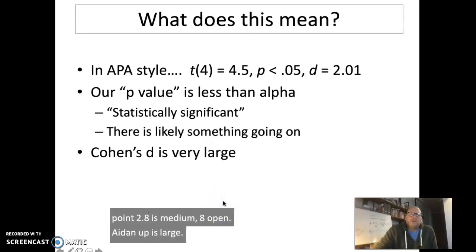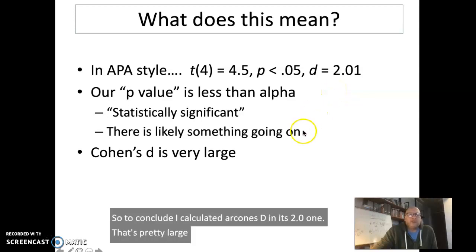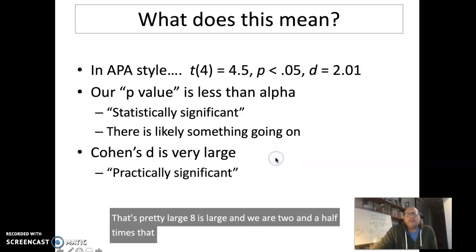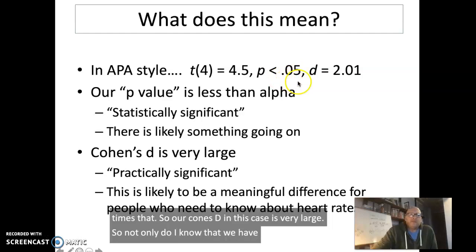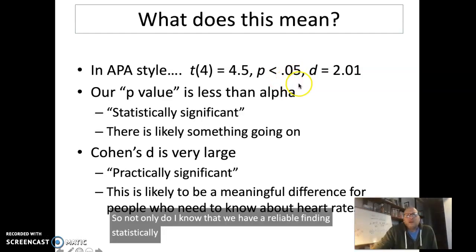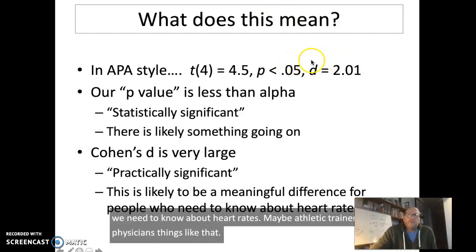So, to conclude, I calculated our Cohen's d and it's 2.01. That's pretty large. 0.8 is large, and we are 2.5 times that. So our Cohen's d in this case is very large. So not only do I know that we have a reliable, statistically significant finding, but this is probably a really meaningful difference that's going to be important to people who need to know about heart rates, maybe athletic trainers, physicians, things like that.